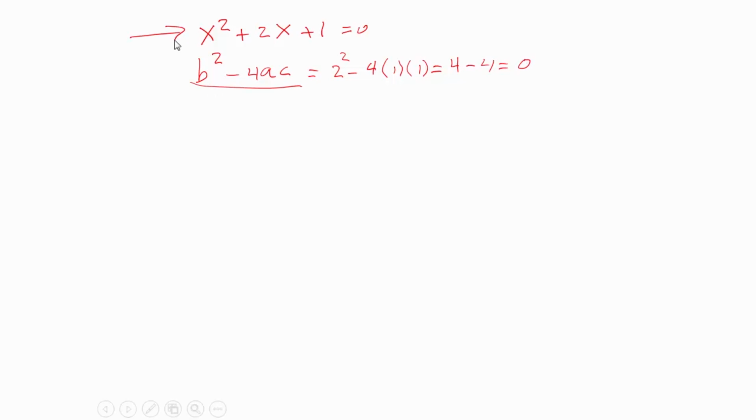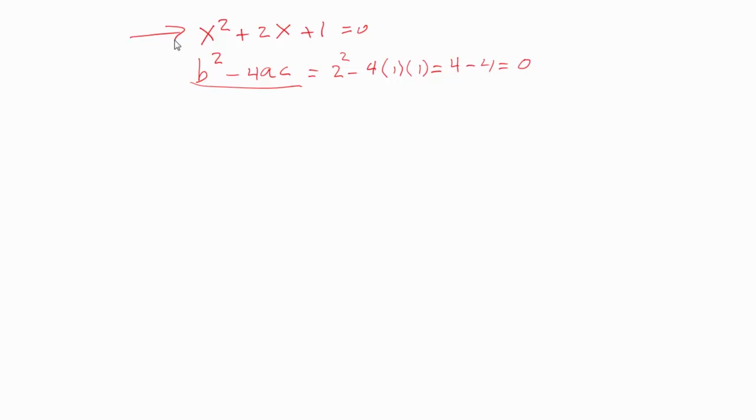Let me do this. Let's say I have x squared plus 2x plus 1 equals 0. This is a quadratic equation, right? So what is the discriminant here? The discriminant, which was b squared minus 4ac, right? b is 2, 2 squared minus 4 times a, which is 1, times c, which is also 1. So 2 squared is 4, 4 times 1 is 4. So this is equal to 0. So the discriminant for this equation is equal to 0.